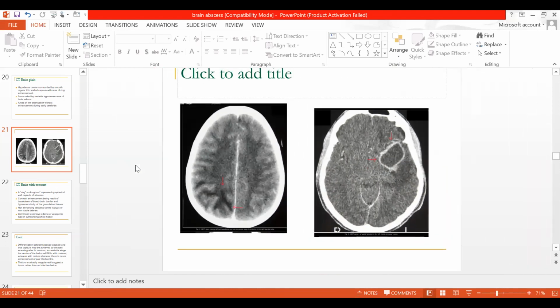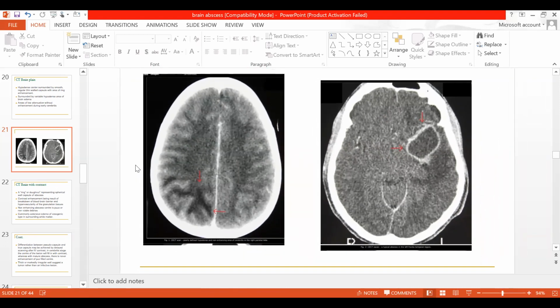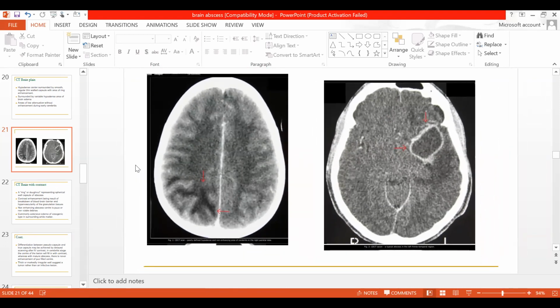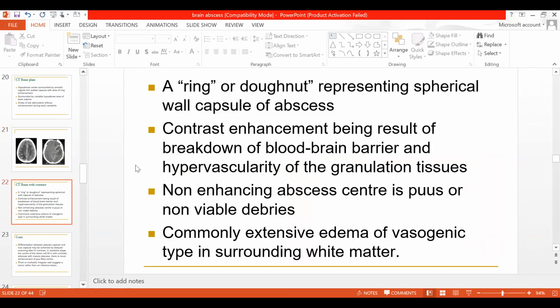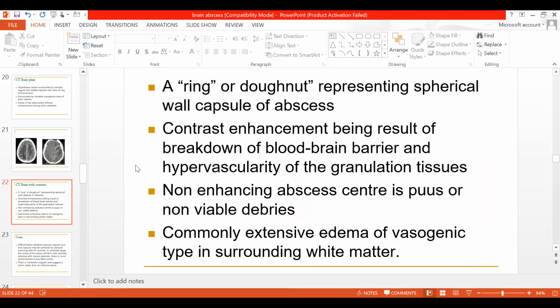So these are basically the vascular formations which occur during the formation of the capsule. And such a kind of lesion, when you see it on a contrast image, you can consider that this would be a brain abscess, right? So this will be a ring enhancing lesion present on CT scan.